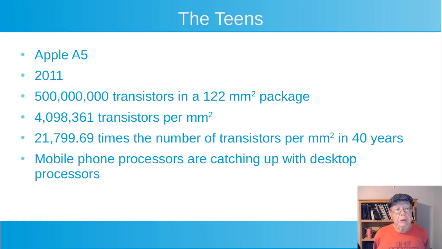It had approximately 4 million, so called 4,098,000 transistors per square millimeter, which is 21,799 or 21,800 times the number of transistors per square millimeter in 40 years. Think about that. That is incredible. Now, this is a mobile phone processor, of course, and at this point, the mobile phone processors were finally catching up with the desktop processors. No, they weren't as powerful, but they were getting darn close.